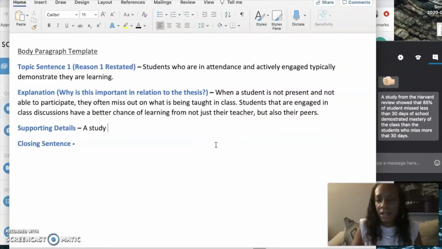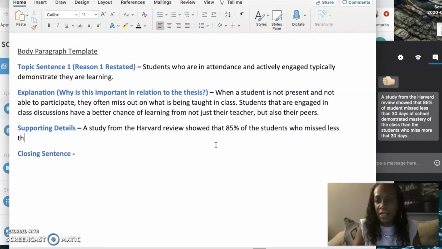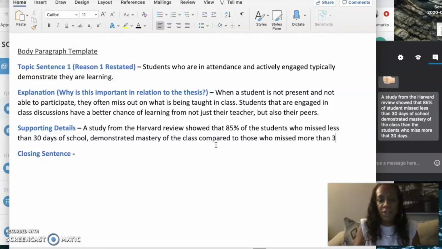Study from the Harvard Review showed that 85% of the students who missed less than 30 days of school demonstrated mastery of the class. I'm going to say compared to those who missed more than 30 days.